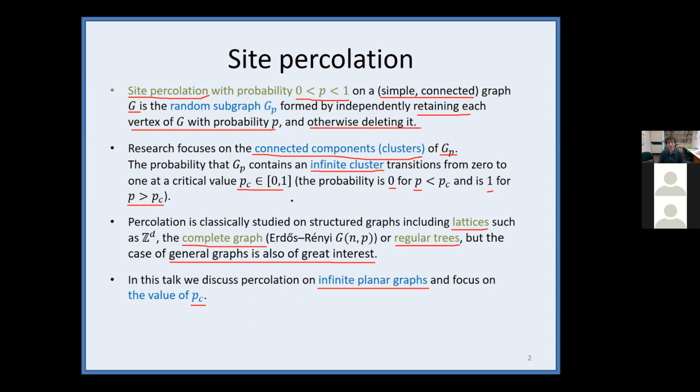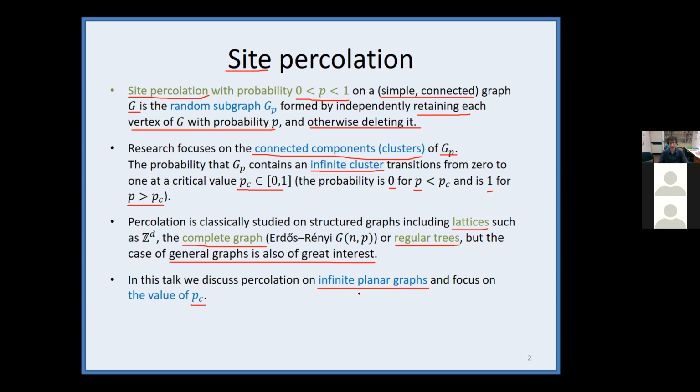And let me mention that besides site percolation, one may also consider bond percolation when you retain edges instead of vertices. But that case will behave differently. So really for us, it's important to do site percolation rather than bond. So in all of the talk, all of the percolations are on sites.